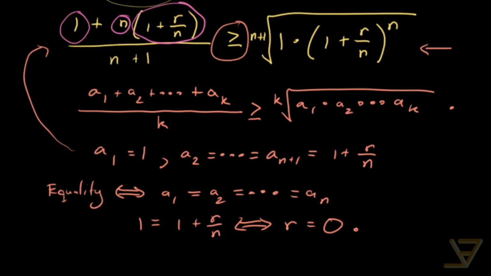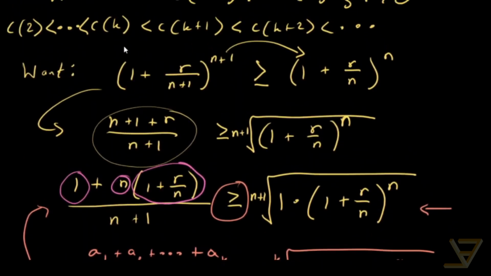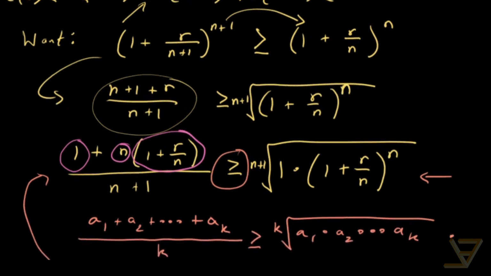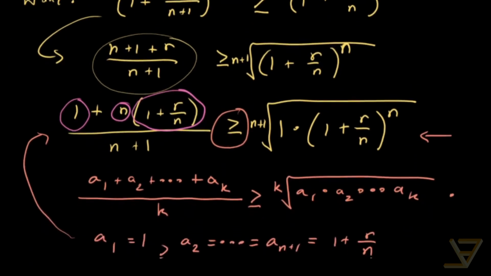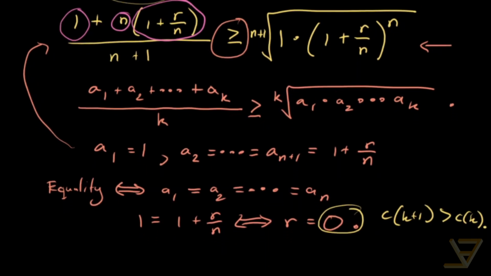So as long as your interest rate is not 0, then we have a strict inequality, which says that c of k plus 1, we had it up here, is strictly greater than c of k. And so this proves that as long as your interest rate is not exactly 0, more compounding will leave you with more money.